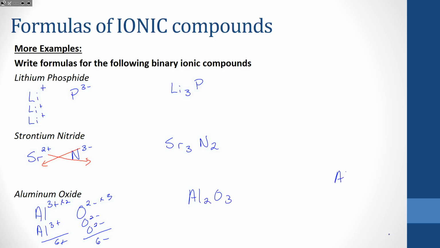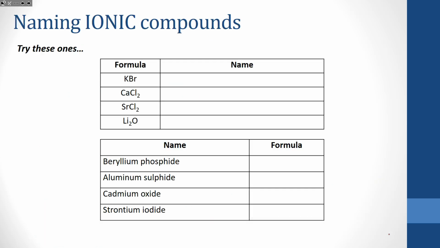Another way to look at it is if you had Al3+ and O2-, we can crisscross them down and you get Al2O3. It's the same idea. Here are some for you to try. Pause the video, give them a shot, see how you did, and check your answers.